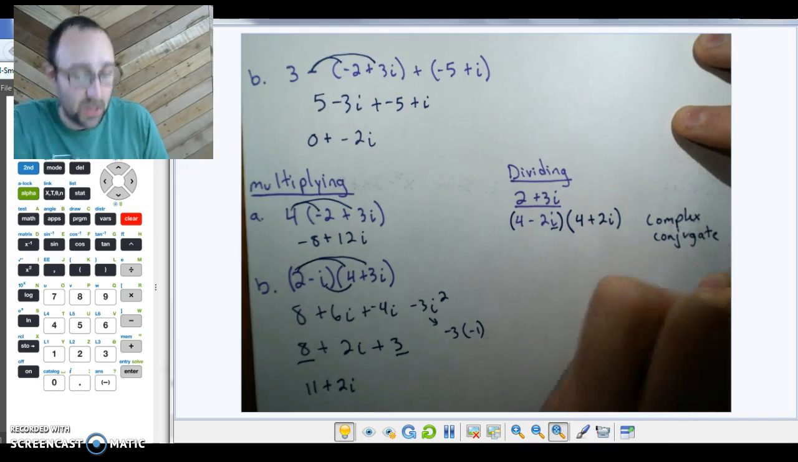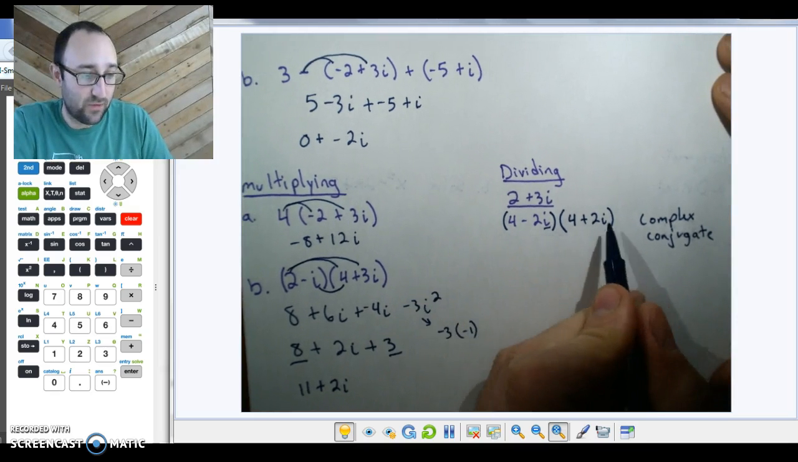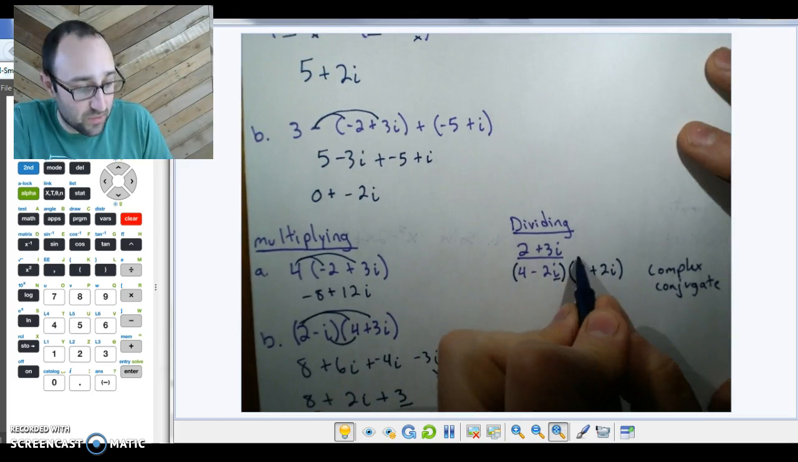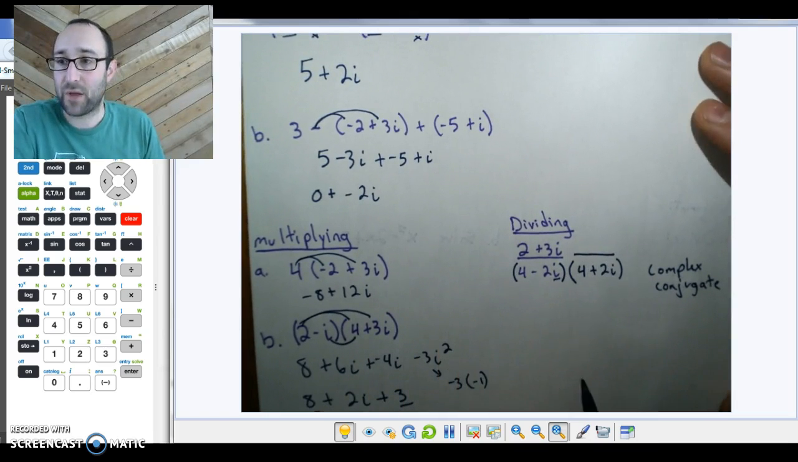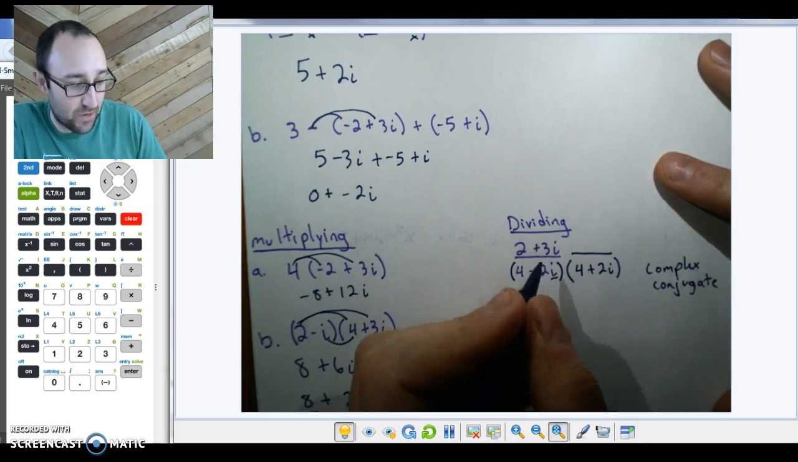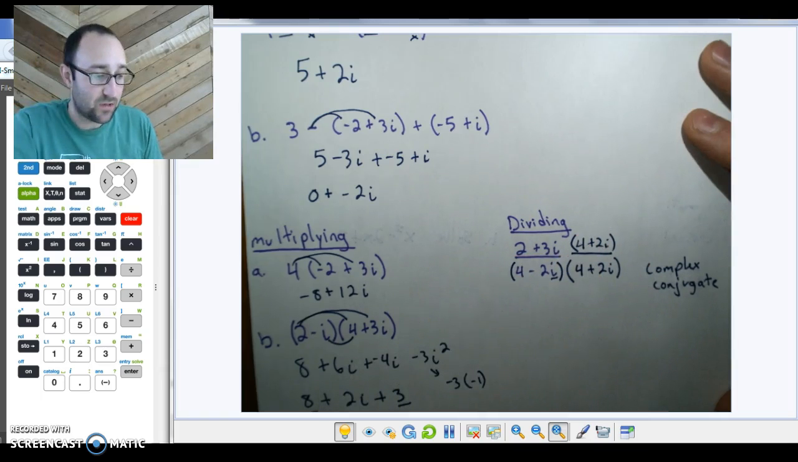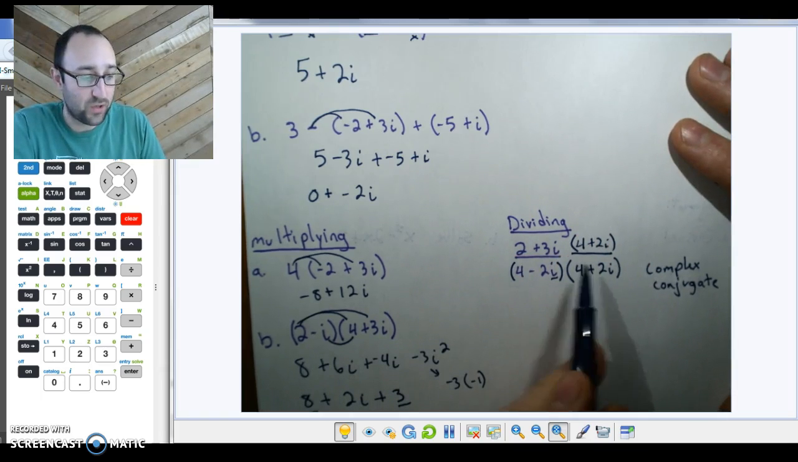There we go, conjugate. They are complex because these are complex numbers from this section, because they have an i. So it's the same thing as multiplying by the conjugate, but now we call it the complex conjugate. And if I multiply the denominator by that, I have to multiply the numerator by the same thing as well. And now it becomes just like multiplying where you distribute for both of them.